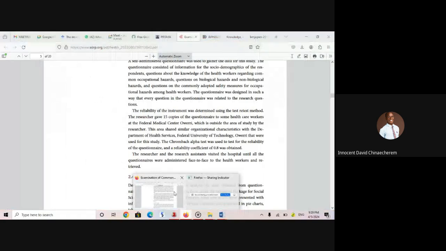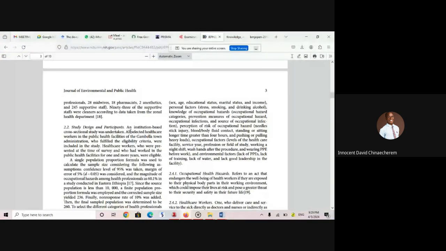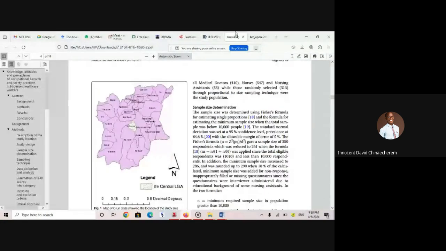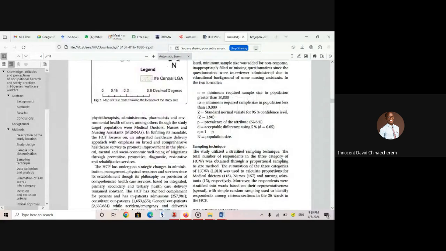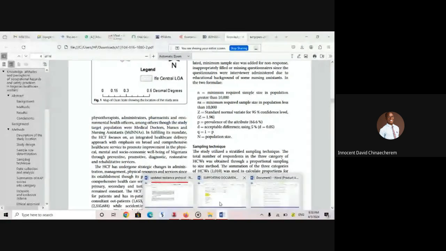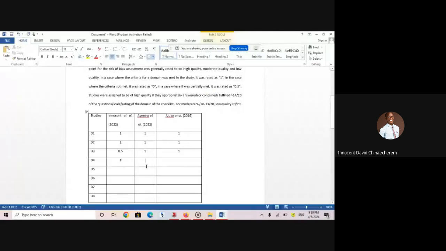Then I'm going to open the next study. Now I'm going to look at the participants. All selected participants were workers who fulfill the criteria, so it was clearly defined. I'm also going to check this before leaving this page. Yes, they were all defined here, healthcare workers and all cadres. So they were all defined, right? So it was scored 1, 1. That is how I will continue.